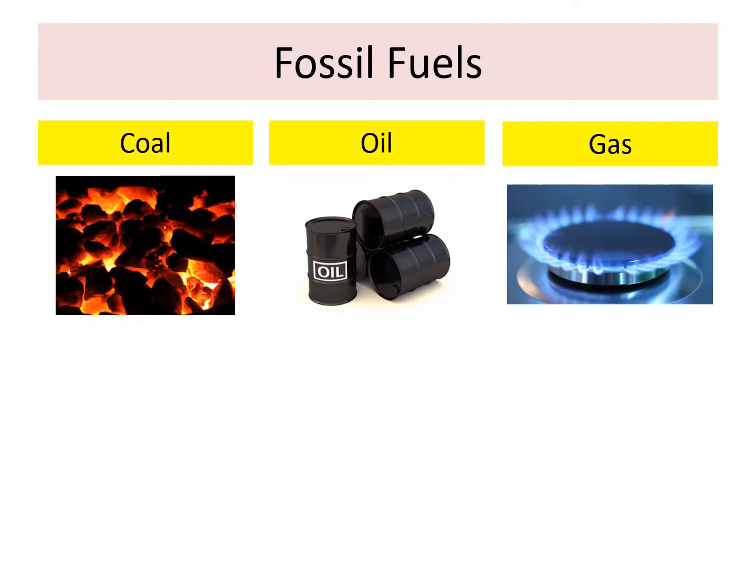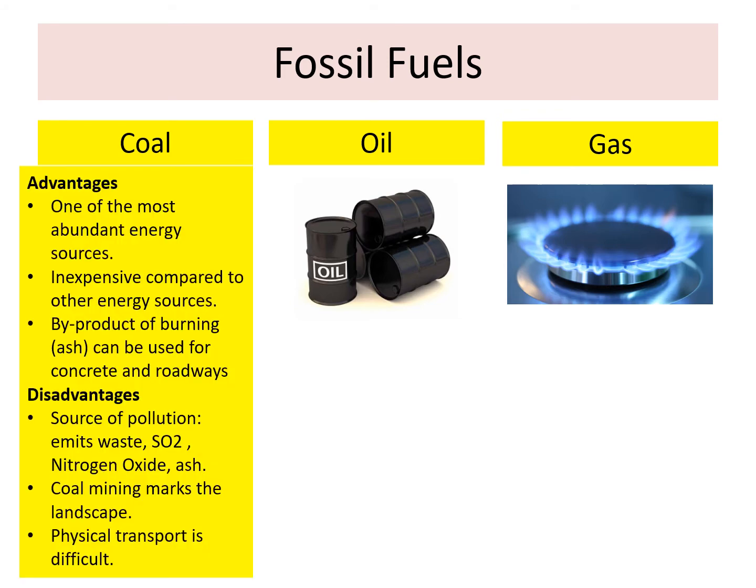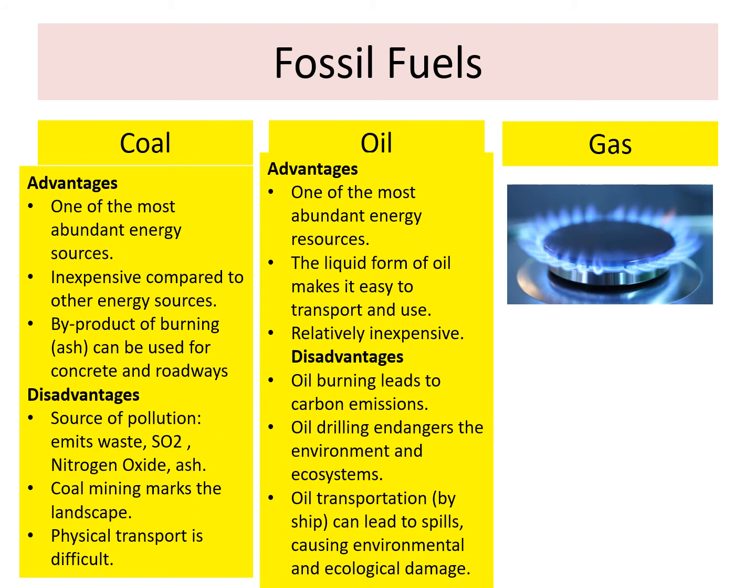Non-renewable energies. Three types of non-renewable energy are coal, oil and gas. The advantages of coal are that it's one of the most abundant energy sources. It's inexpensive compared to others. The disadvantage is it's a source of pollution. Coal mining can mark landscapes and physical transport is difficult.